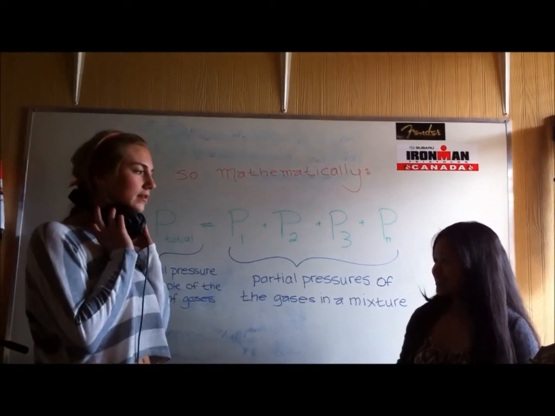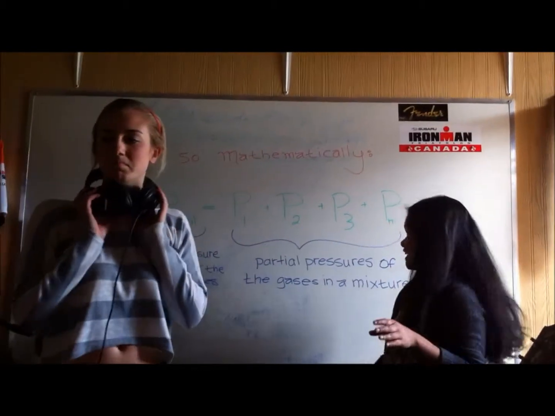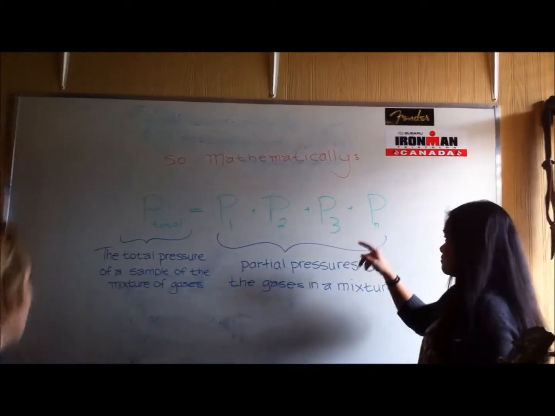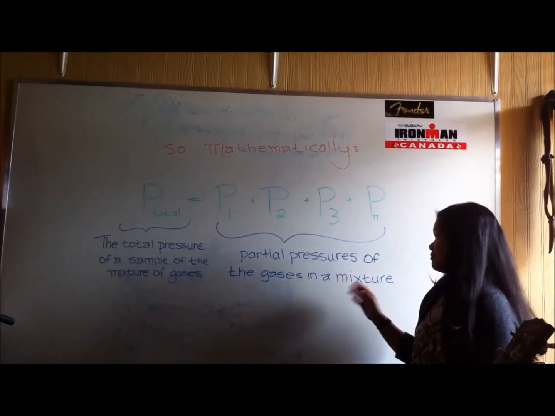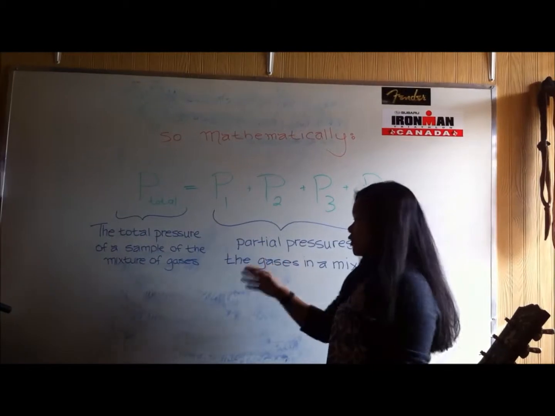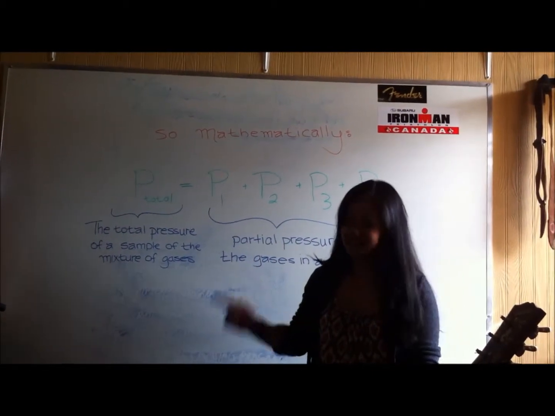I don't understand. Alright, for those of you who don't understand, P1, P2, P3, and Pn represent the partial pressures of the gases in a mixture. P total represents the total pressure of a sample of the mixture in the gas.